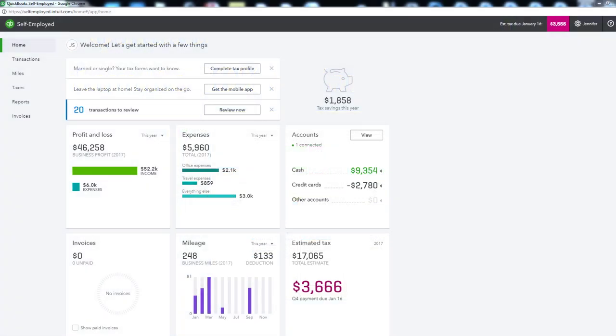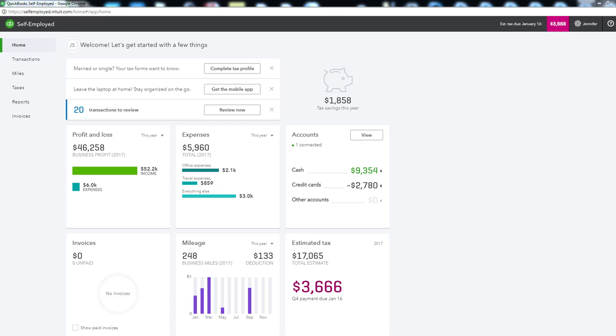And welcome to the first lesson, the home page. So the first place you land when you enter the software is the home page. The home page provides you with an overall snapshot of each section of the software. It gives you a quick look at how your business is doing.